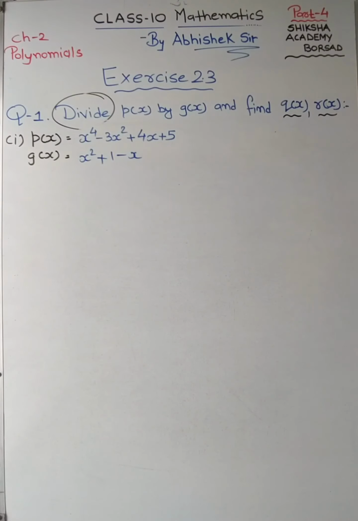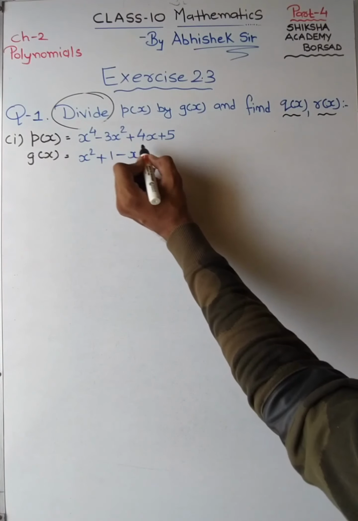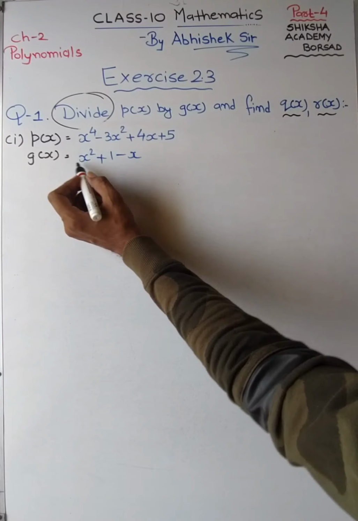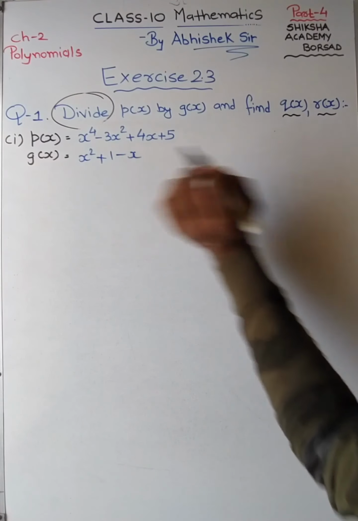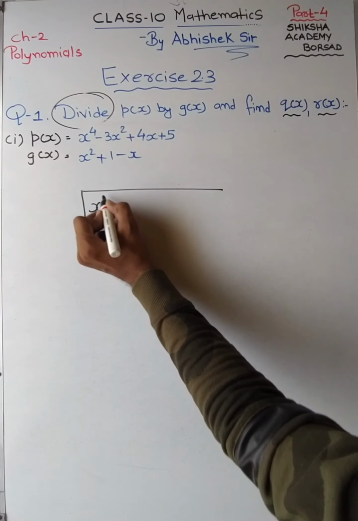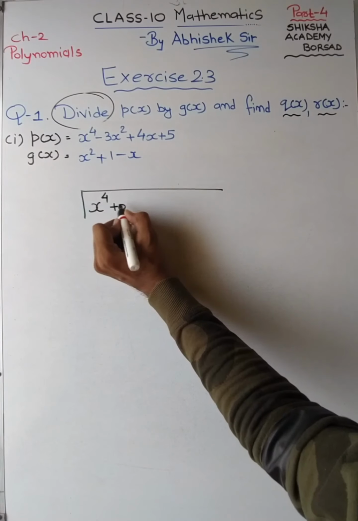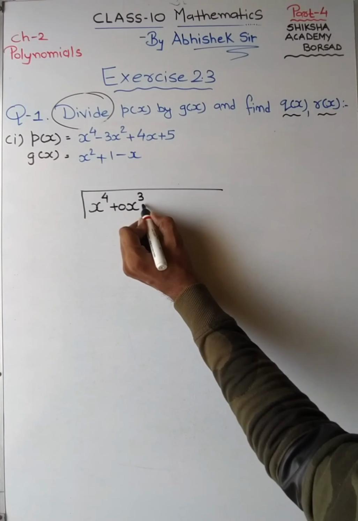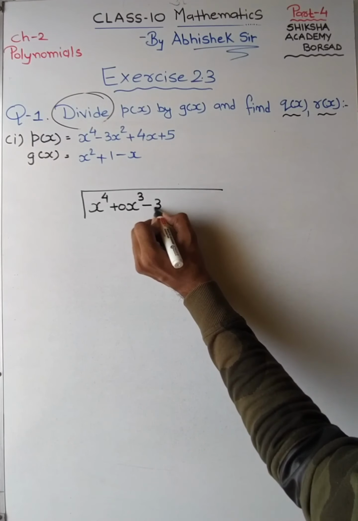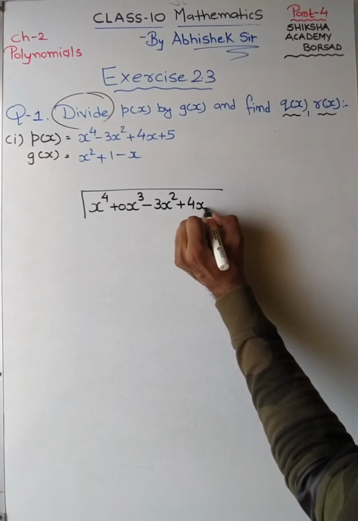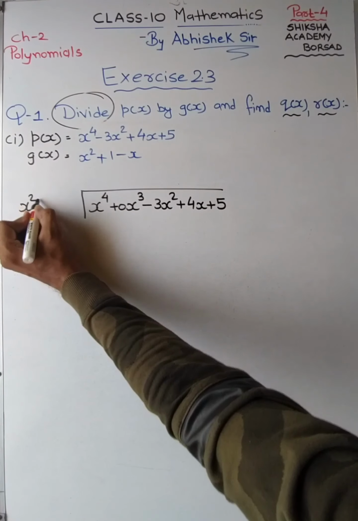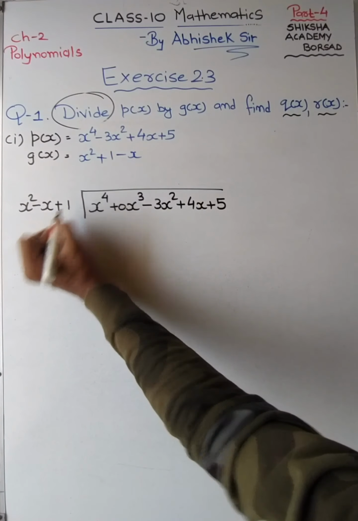Moving on to the next question, that is p of x, x to the 4 minus 3x square plus 4x plus 5. You see x cube is missing over here. Here we have g of x, which is not arranged properly, x square plus 1 minus x. So let us solve the initial problems first. x raised to 4. Now what we'll write? We'll write 0x cube over here. Then we'll continue with the process. 0x cube minus 3x square plus 4x plus 5. Now going for g of x, first term is x square, then in decreasing order minus x, then plus 1.